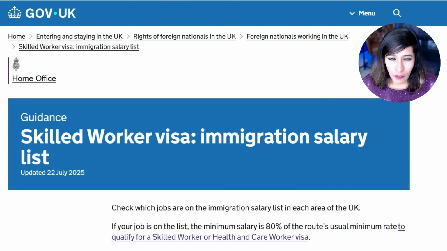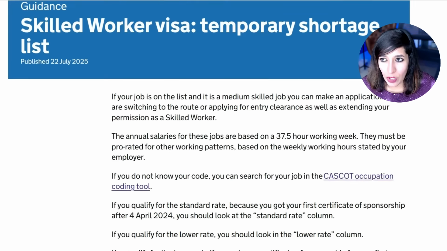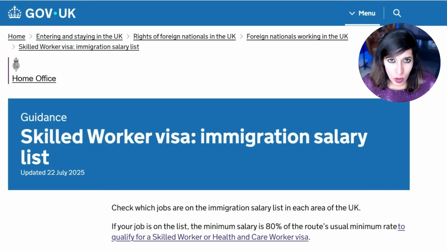Now, if your job is listed as medium skill, which I explained in my last video, remember you can still get sponsorship if it is part of either the immigration salary list or the shortage occupation list, which is this temporary shortage occupation list. So make sure you look through both lists before you start having your discussions with your prospective employers who can provide you sponsorship.